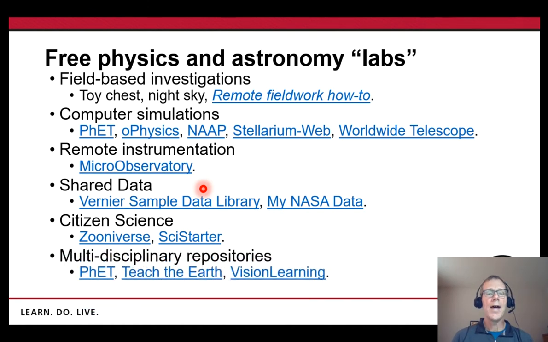I mentioned that PhET has a lot of different resources. A couple more that I have not used very much: Teach the Earth has more Earth and life science resources, but there are also physical science resources. Vision Learning has a lot of resources for all of the sciences as well. It doesn't have quite as many lab activities or simulations as PhET, but it is another good resource.